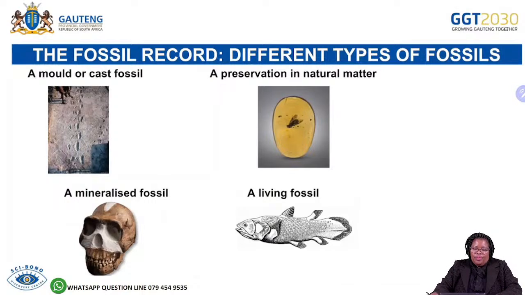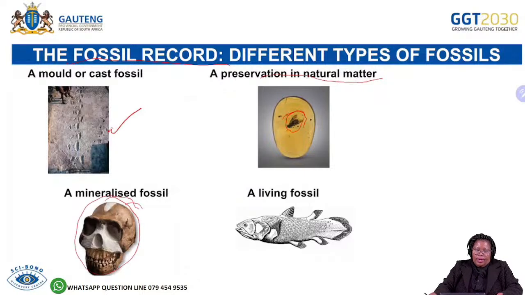So next, we'll be looking at the fossil record. Under the fossil record, we'll be looking at the different types of fossils. What you see there are different types of fossils. We've got a mold or a cast fossil. This is one example of a fossil, a mold or a cast. Another example, we've got preservation in natural matter. If you look, this was preserved. And then we've got mineralized soil fossil.